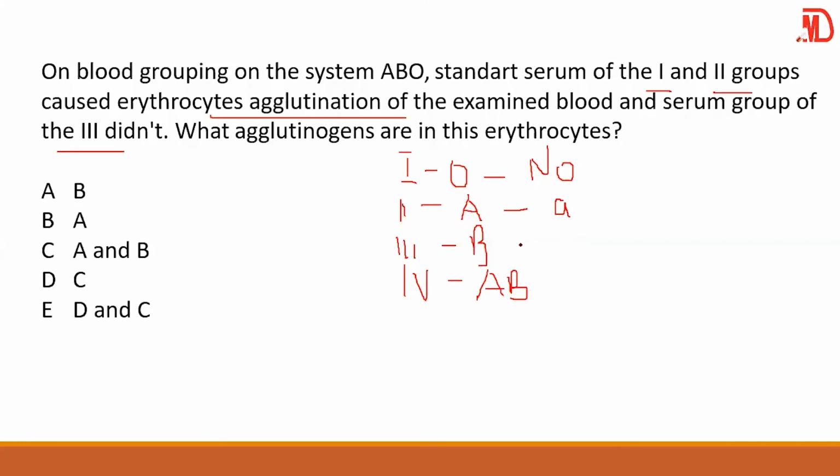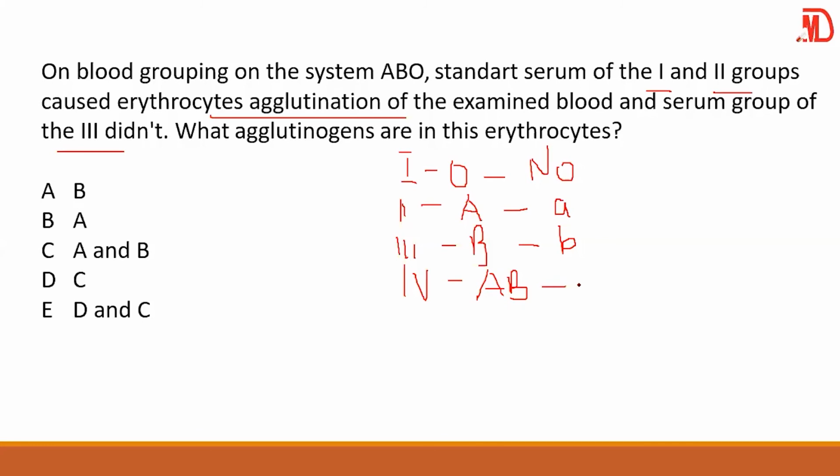Now blood group B has the B antigen. So what happens? It means it will agglutinate with A and O. So it will not accept anything from A and anything from O. Now blood group AB, what is it? It has antigens A and B.